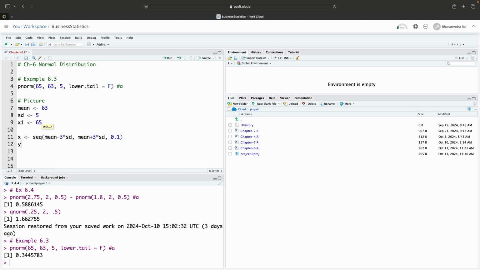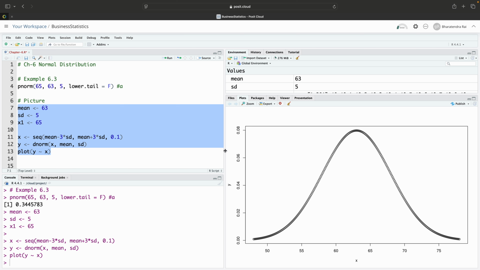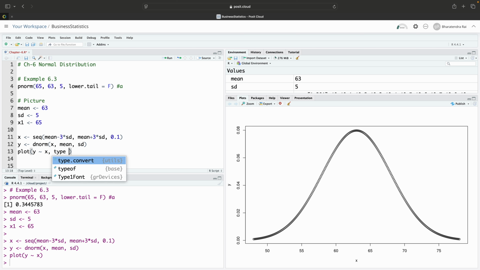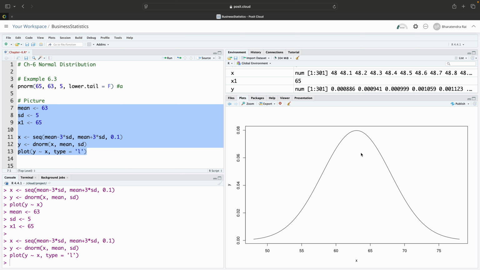In y we will store normal distribution values. So d for distribution or density, dnorm, with values of x, mean, and standard deviation. Using that we can plot a normal distribution. So let's plot y on the y-axis versus x. If you run this, you get a normal distribution plot. We can change the style from circles to line, so within quotes, type = "l". So this will look better as a normal distribution.